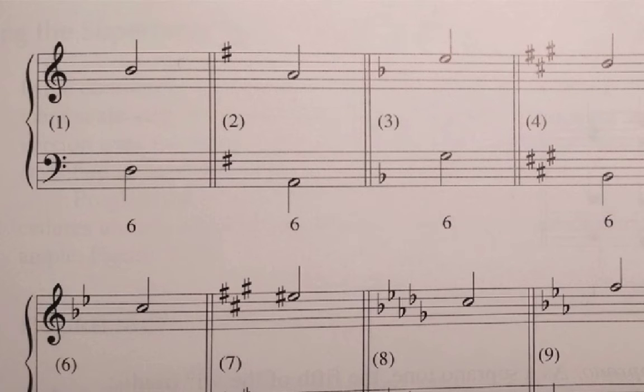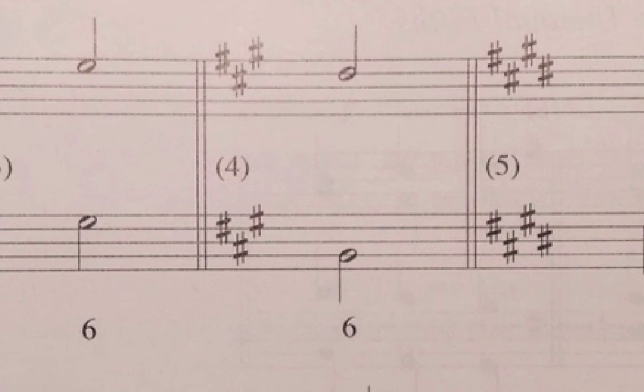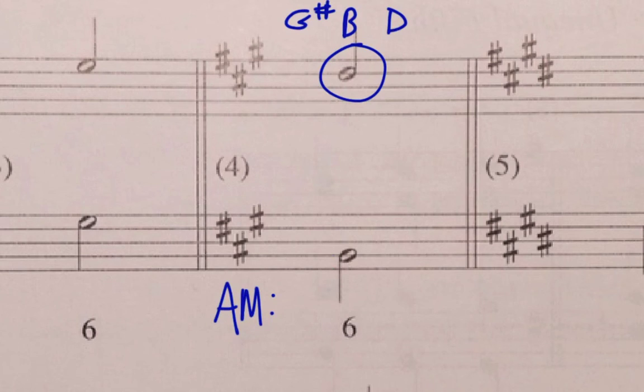In this next example, I'm trying to find the example where we have the fifth in the soprano, and I think number 4 will suffice. So this looks like we're in the key of A major, and if we go down a third, we get G sharp is the root of that chord. So there the chord is spelled G sharp, B, and D. And D is the fifth that we have in the soprano.